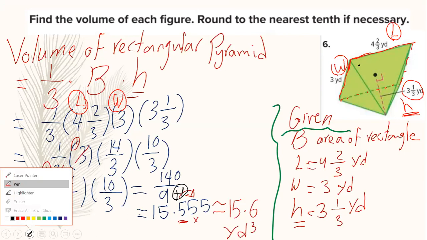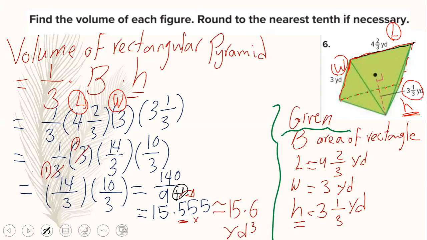What is given here? This is the length of the base of the pyramid, which is a rectangle. So this is L, the length of the rectangle. And what is this? 3 yards. 3 yards is the width of the base of the rectangular pyramid.